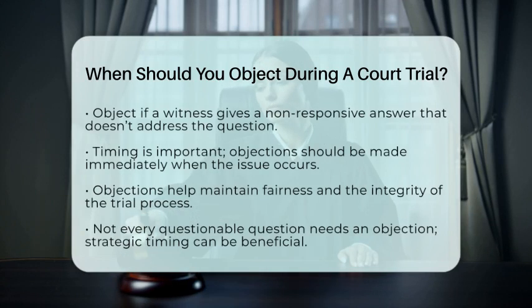Objections protect the integrity of the trial. They make sure only proper and relevant evidence is considered. They also help keep the process fair for all parties involved. In court, objections are your way to control what gets in front of the judge and jury. They help prevent misleading or prejudicial information from influencing the case.